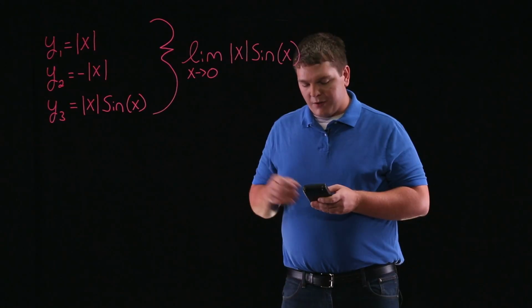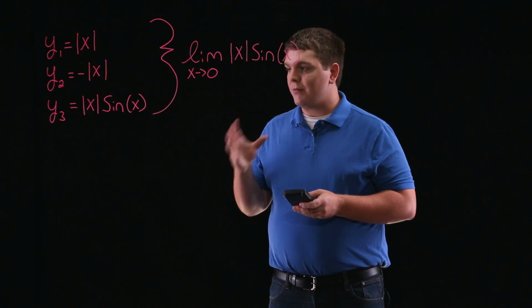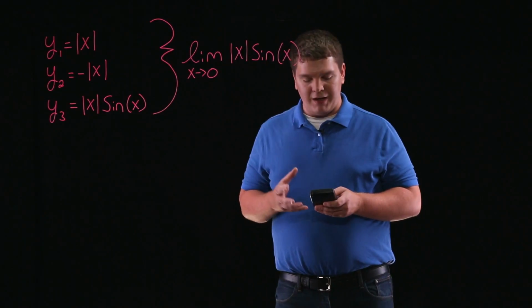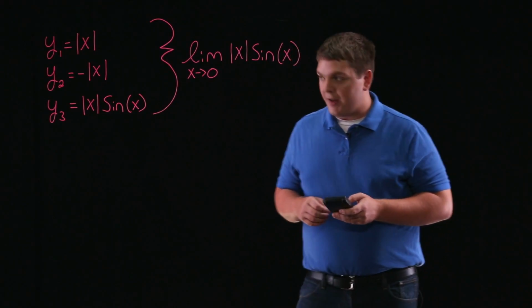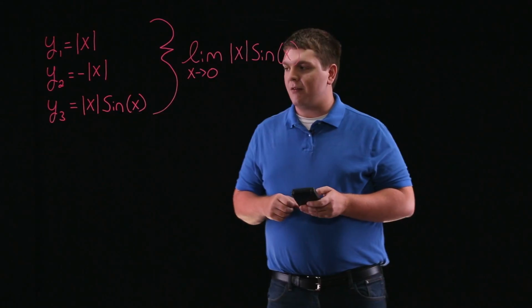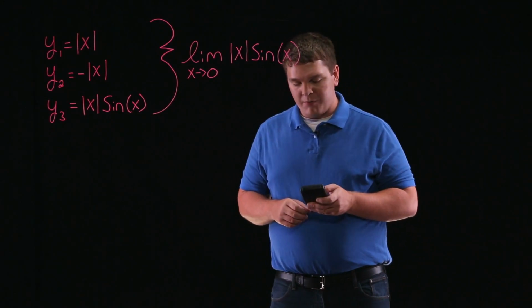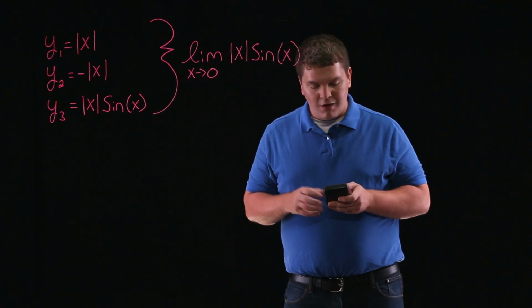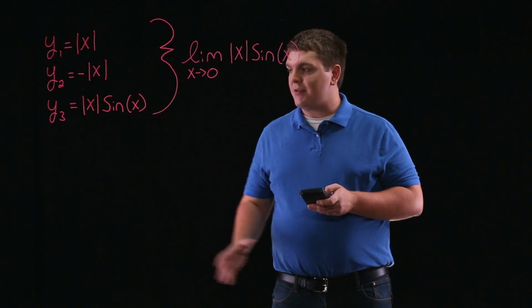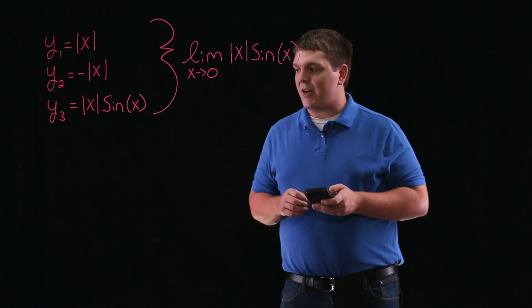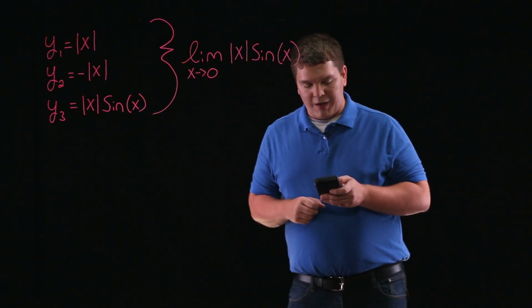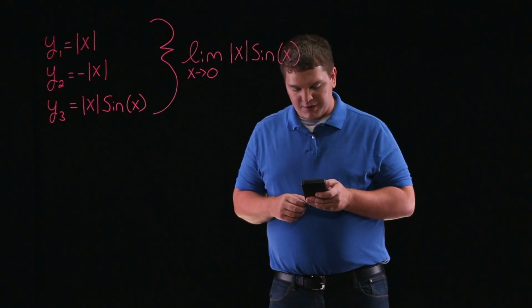So something to note here is that the absolute value of x times sine of x is less than or equal to the absolute value of x for all values of x, and our function, the absolute value of x times sine of x, is greater than or equal to negative absolute value of x for all values of x. So that means that our function is between the absolute value of x and negative absolute value of x for all the values of x.